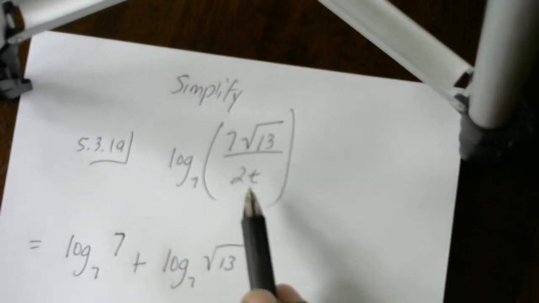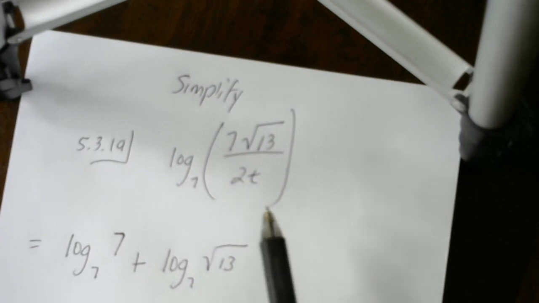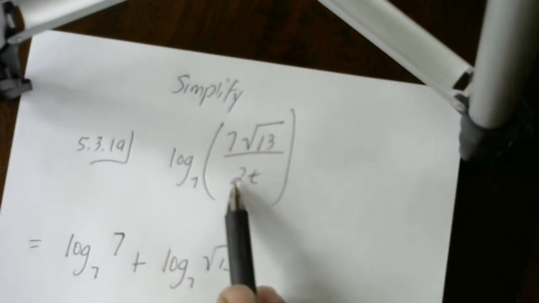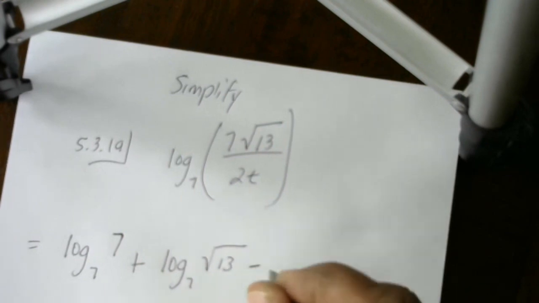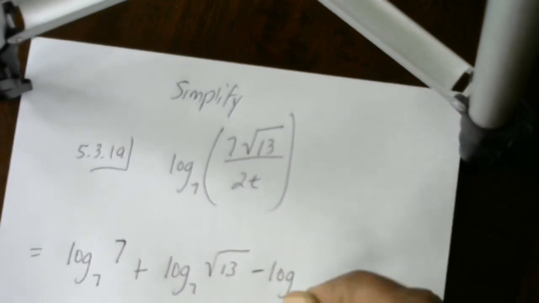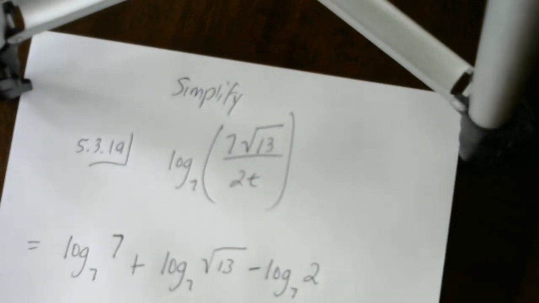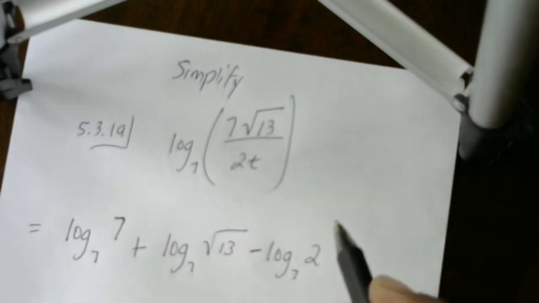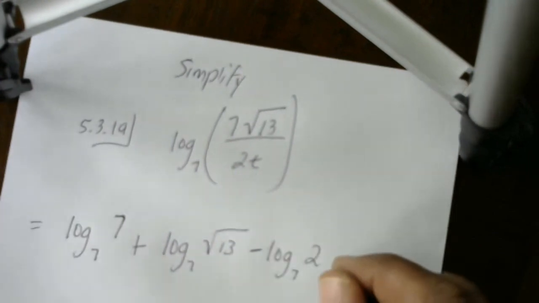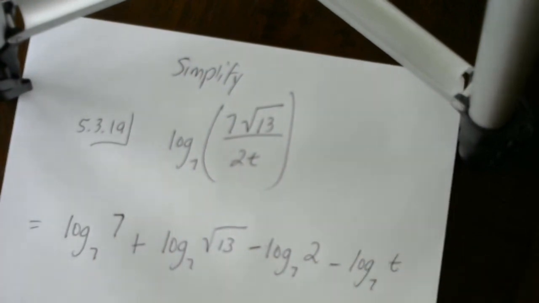I want to take everything in the denominator and write it out as a difference. So since this 2 is in the denominator, I'm going to write that out as a difference. So this should be minus log base 7 of 2. T is in the denominator as well, so I'm going to write that out as a difference. So this is minus log base 7 of t.